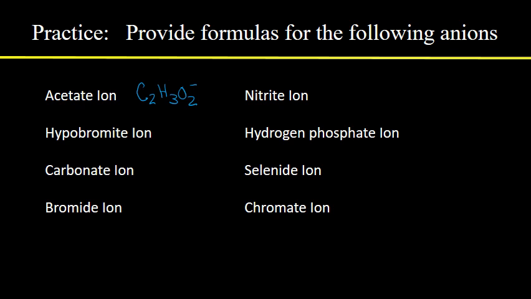Hypobromite. Right? Remember that bromate is BrO3 minus. The prefix hypo and the suffix ite tell us that we've gone downward 2 steps in that table. So we've lost 2 oxygens. The charge stays the same, but the number of oxygens is decreased by 2. So hypobromite would be BrO minus.